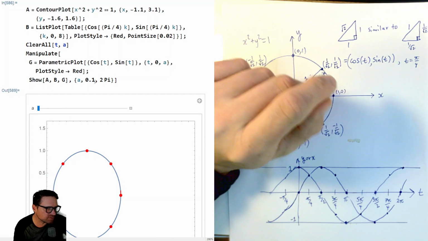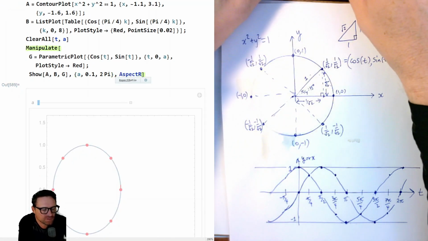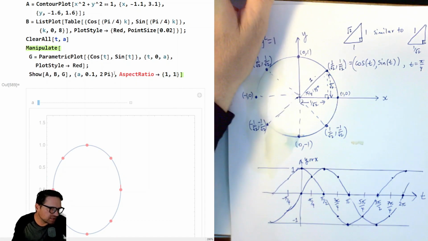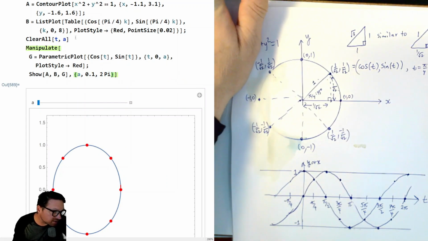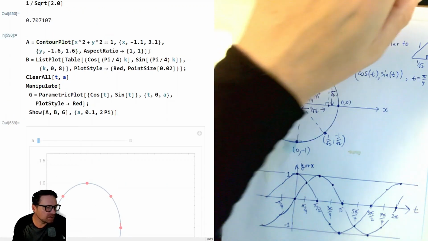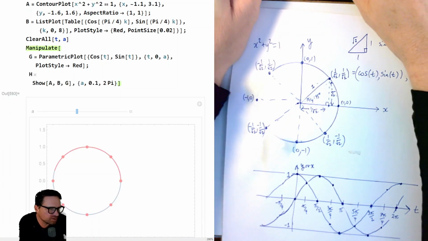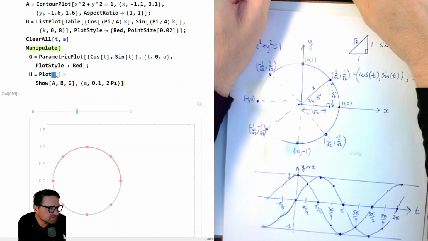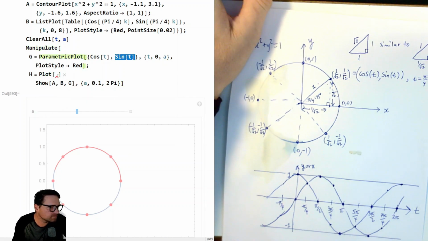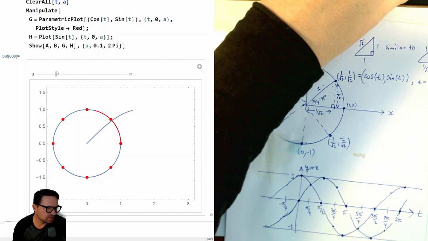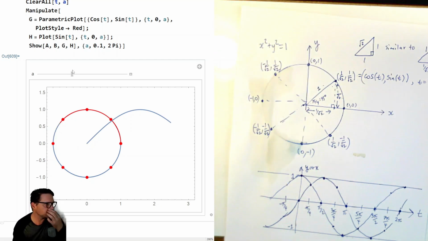Now I think I can change that with the aspect ratio, so let's try this. AspectRatio, or maybe I need to do this somewhere else rather than in the Show. All right, so let's put this here. Okay, there we go. So it looks like a circle now. Now remember what I want to do. I want to plot out a sine wave over here next to it. Create another plot. So we want to plot sine of t. Well, I think this kind of works. I mean, I wanted it to be over to the left a bit, but I think this is probably okay.